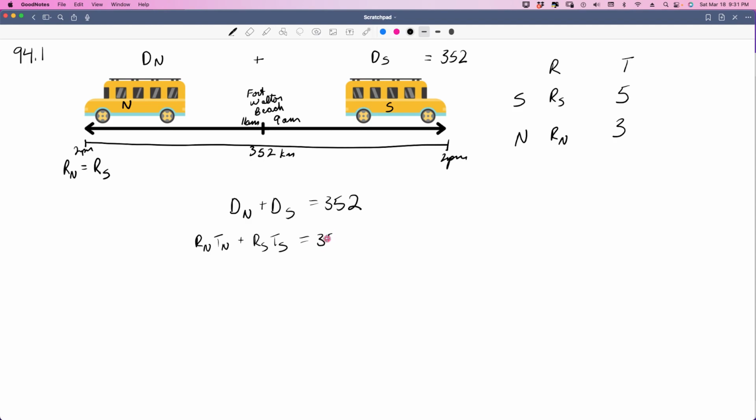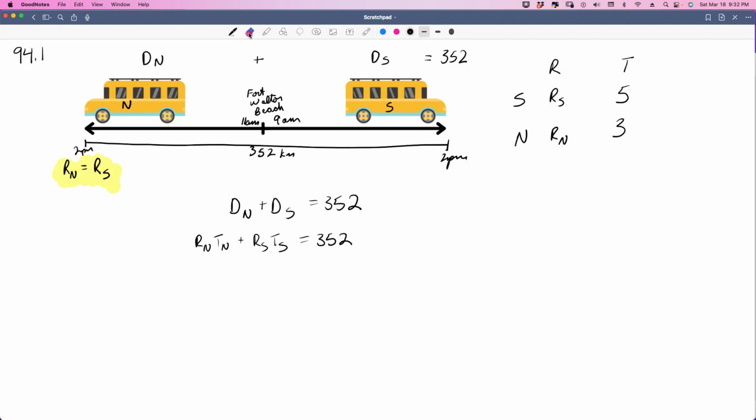is equal to 352. So now we're going to put in the information that we have from our chart. The first thing I'm going to do before I do that, though, is use this little bitty piece of information that I got over here, where the rate of the north and the rate of the south are equal.